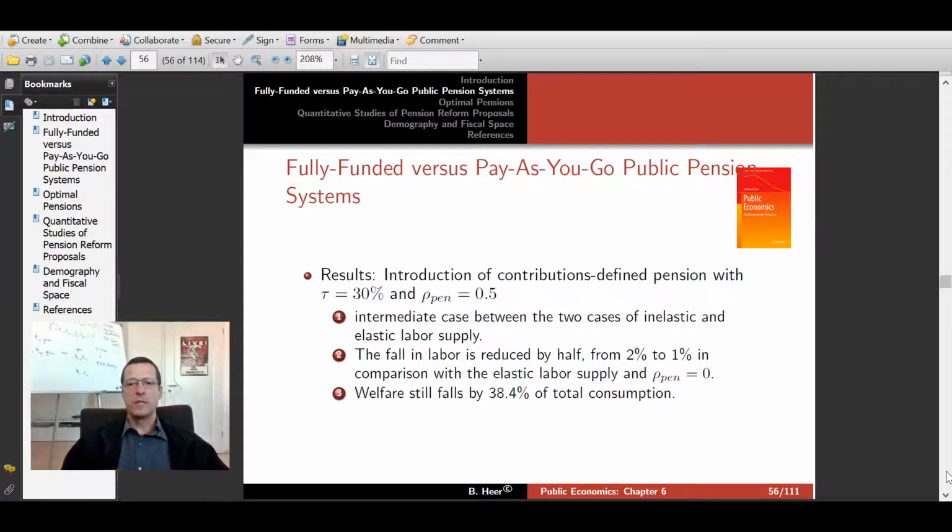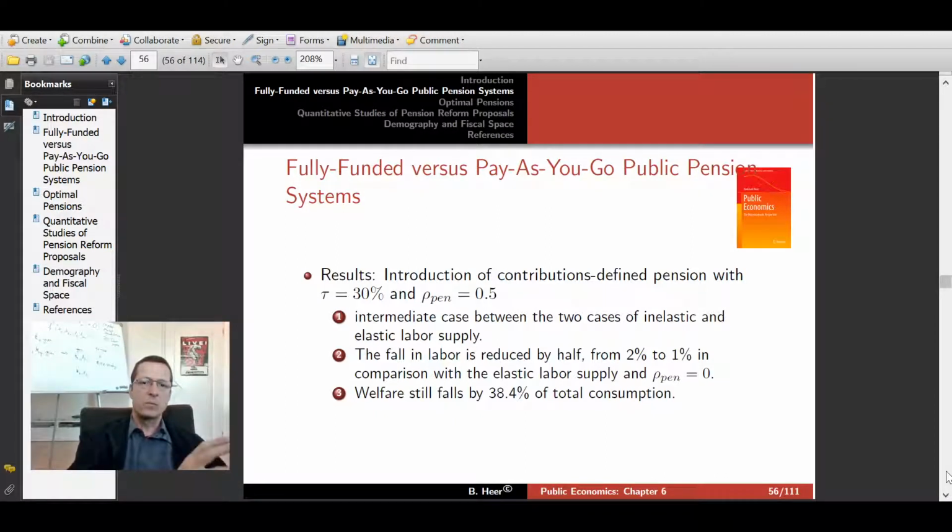So if we introduce a contribution-defined pension system with a contribution rate of tau equal to 30%, as we approximately observe in Southern European countries, in the United States it's less, and take rho_pen equal to 0.5, this is just an intermediate case between the two cases of inelastic and elastic labor supply here. We will see in the results. The fall in labor supply is reduced by half, so from 2% to 1%. In comparison to the case we looked at before, in the previous section we looked at the case rho_pen equal to 0, so that contributions today of the individuals do not increase the pension entitlement in the next period. But welfare effects are still almost as high as in the case where pension entitlements are not indexed to your contributions.